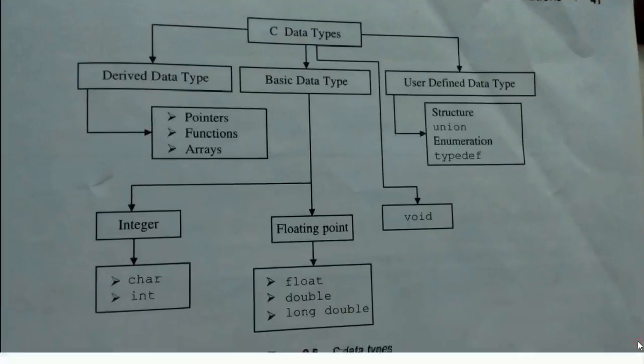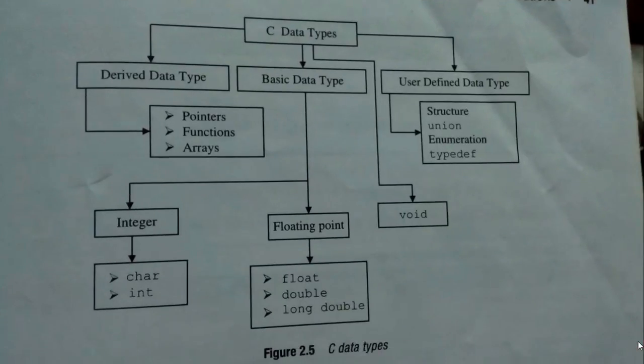So first I want to tell you what data types are. C contains the following data types, which are categorized into four: derived, basic, void, and user defined data types. These are the categories of data types. So first, what is a data type? The simple definition is that a data type is a data container which contains different types of values under itself. And these are derived, basic, void, and user defined.